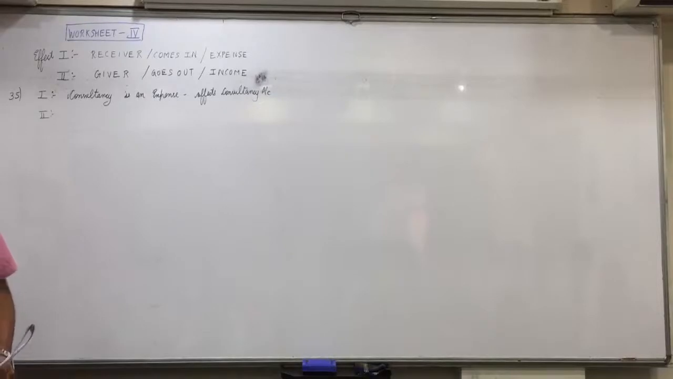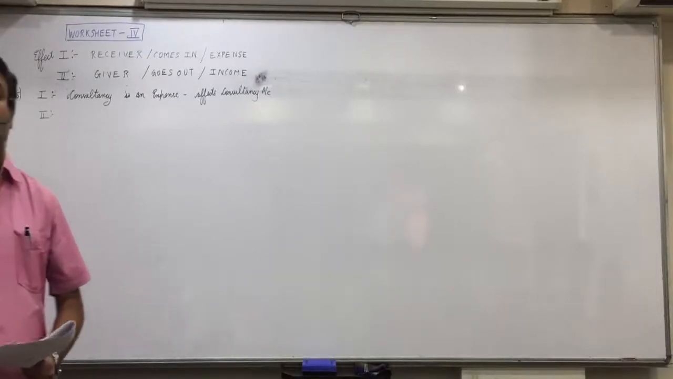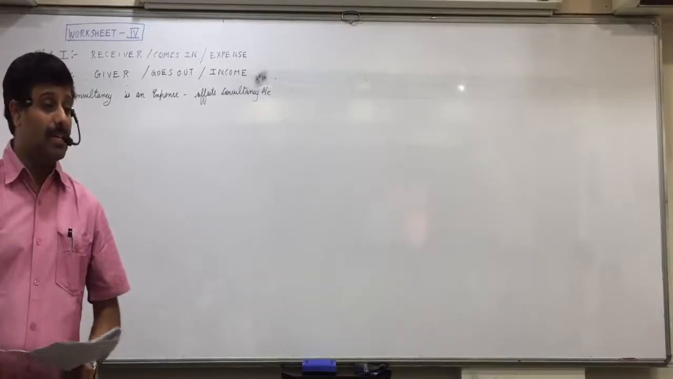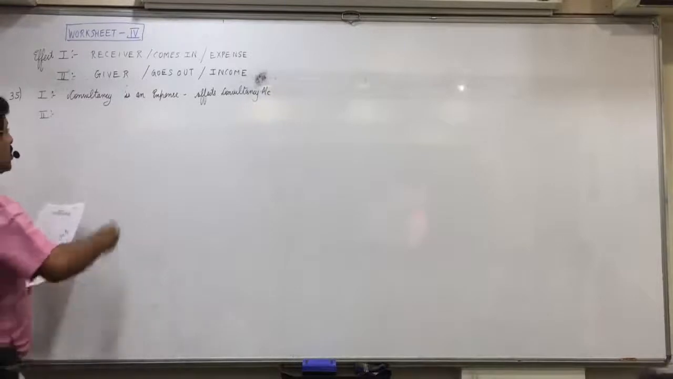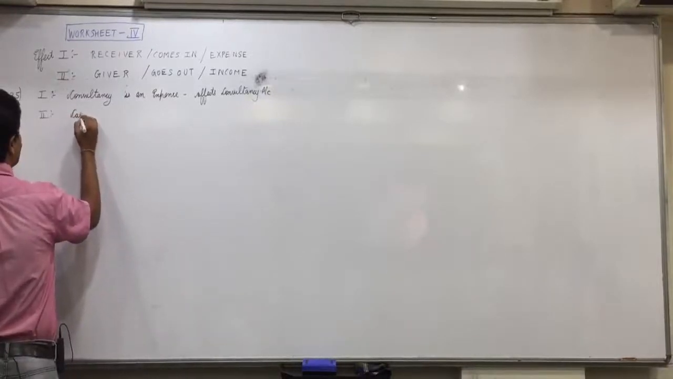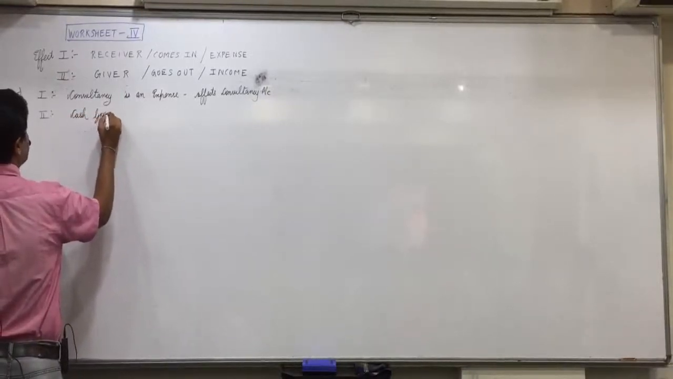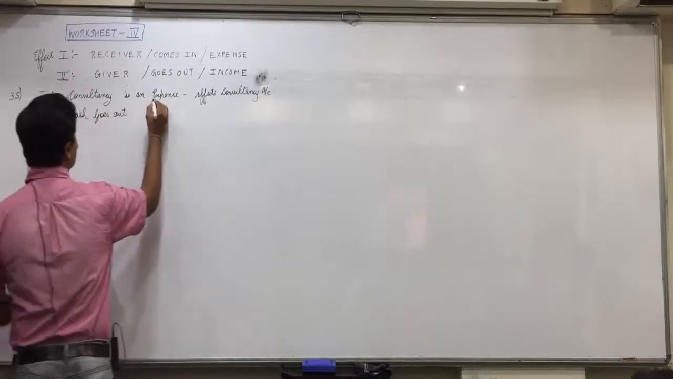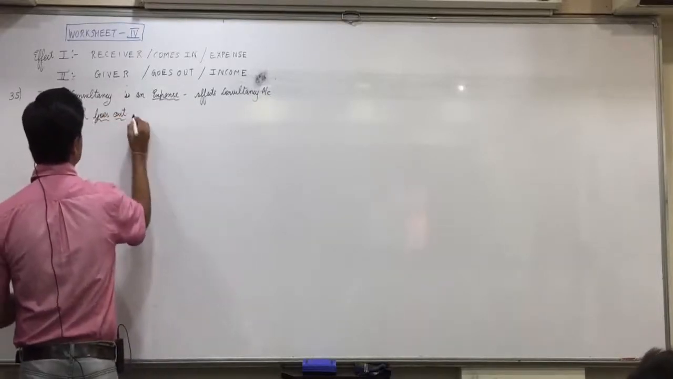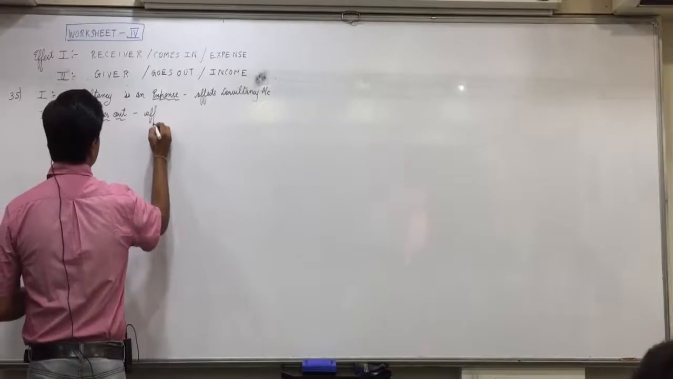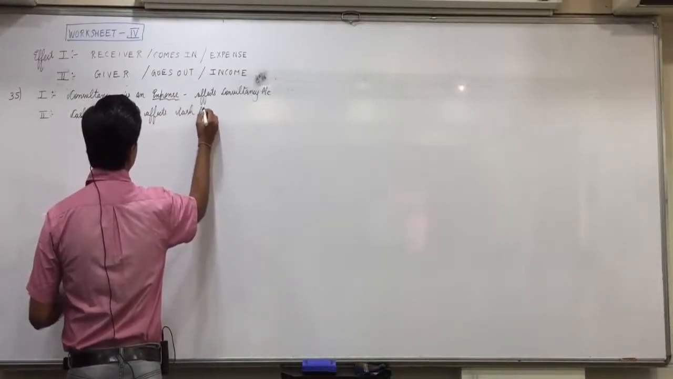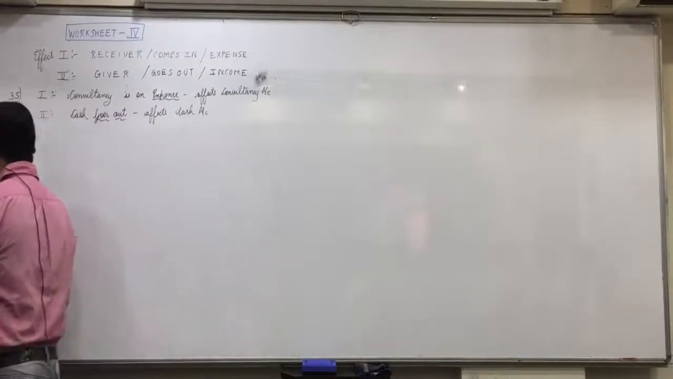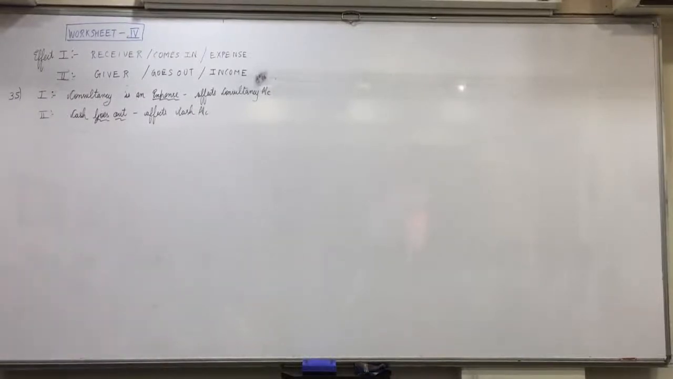Any confusions? Who is the giver? No one. What goes out? Cash. We are paying for some consultancy fees, means cash goes out. So effect 2, cash goes out. Underline expense and underline goes out. Affects cash account. Did all of you understand this?